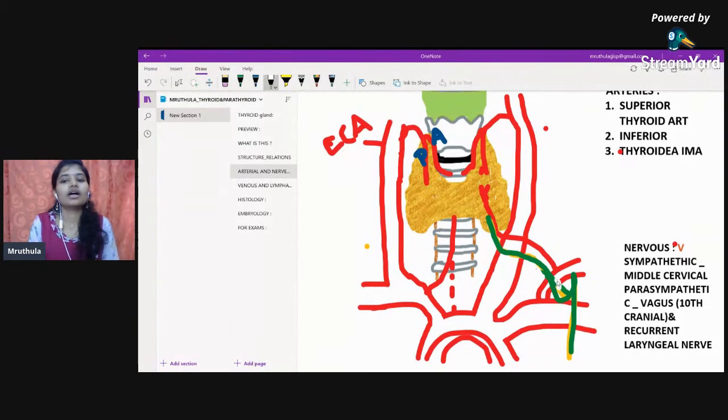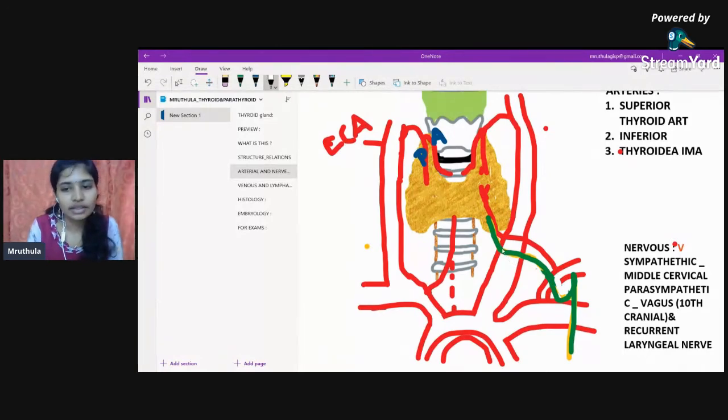Look here, the recurrent laryngeal nerve is making that U-turn and then it's going back. So it is mainly supplying the laryngeal cartilage. When it is going there, it goes very close to the thyroid gland and supplies the thyroid gland with some branches here. But the most important thing is you need to know that the recurrent laryngeal nerve is coursing along with the inferior thyroid artery.